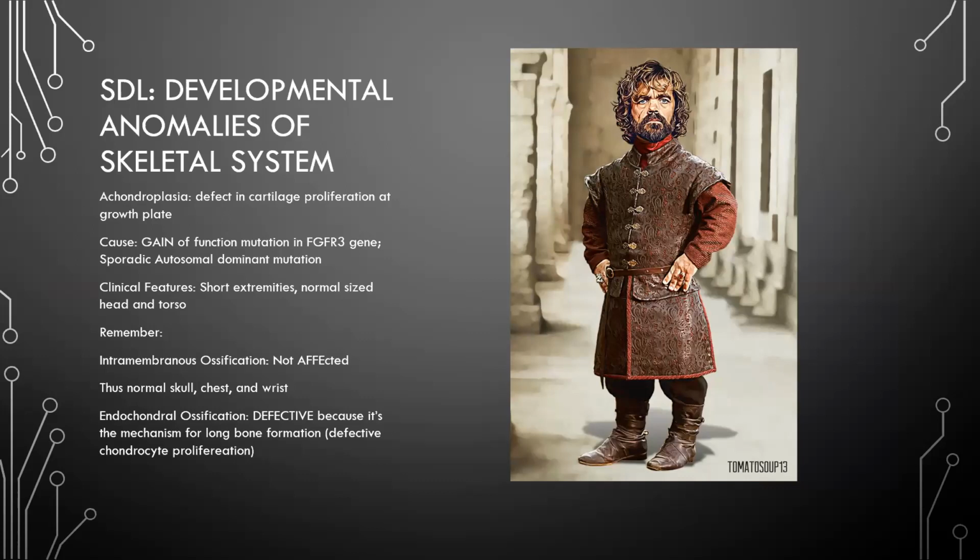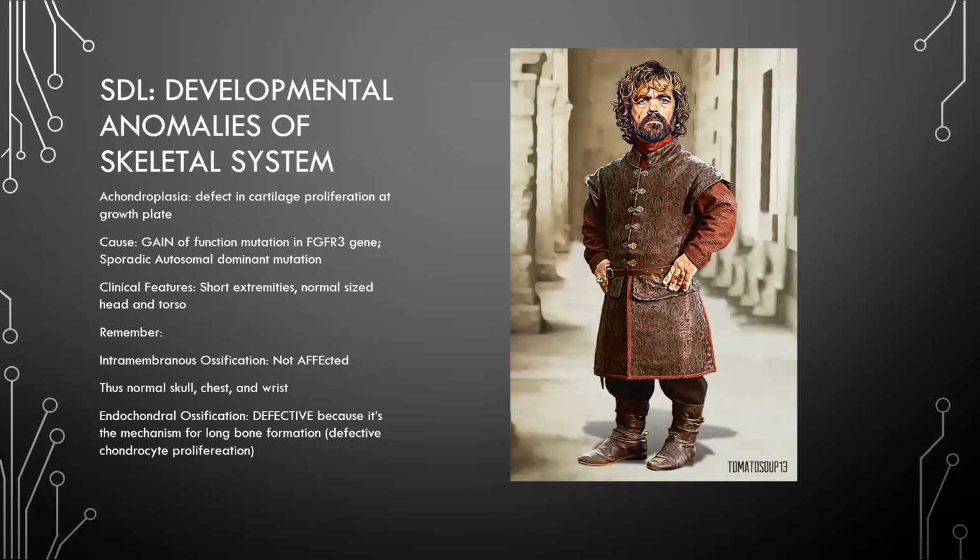So achondroplasia, you have a defect in cartilage proliferation at the growth plate. Remember, it's a gain of function mutation. That's important. So the FGFR3 gene is important to know. FGFR3 normally inhibits endochondral ossification, so when you get a gain of function mutation, it'll inhibit it even more. And it's a sporadic autosomal dominant mutation.